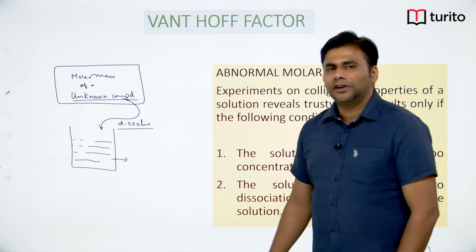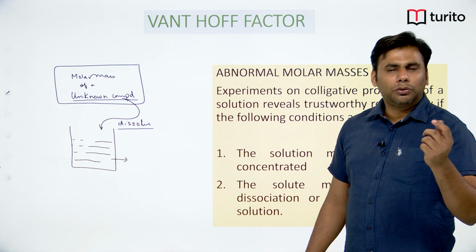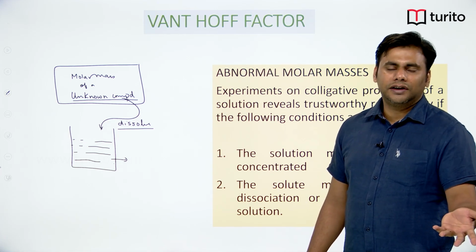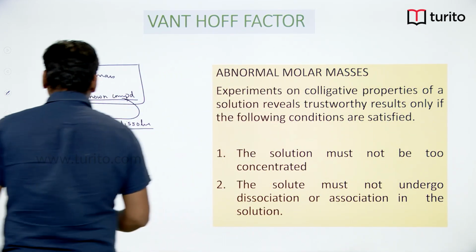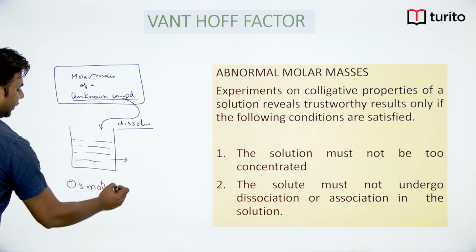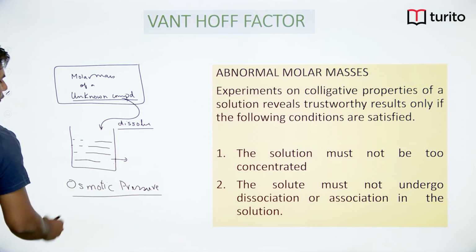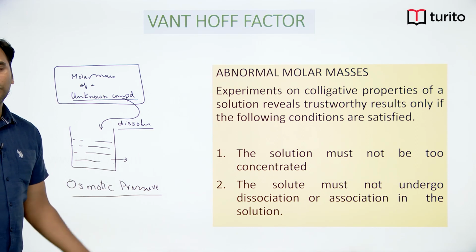Recording the relative lowering in vapor pressure would come out to be very small, so it is very difficult to measure that difference in the pressure. So the only technique left is osmotic pressure. Osmotic pressure is a very good technique to find out the molar mass of unknown compounds.